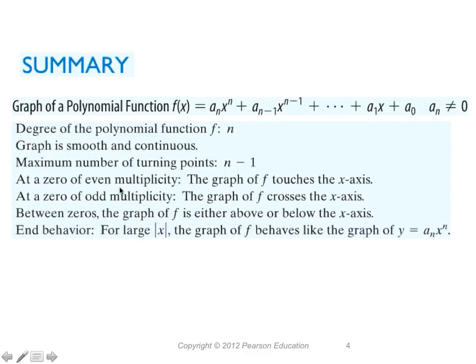And then we talked about multiplicity before. If you have even multiplicity, it means that the graph touches at the x-axis. If you have odd multiplicity, it means that the graph crosses at the x-axis. And then between the zeros, the graph is either going to be above or below your x-axis. And your end behavior is going to behave like the graph of your power function.